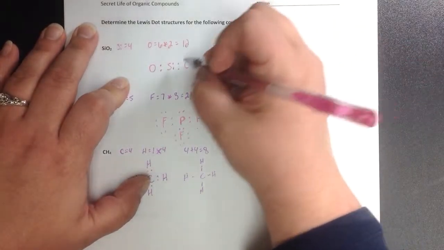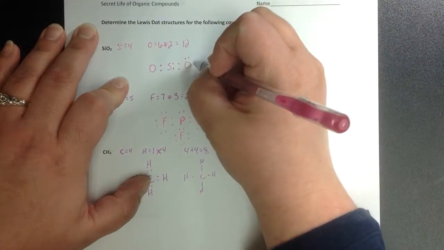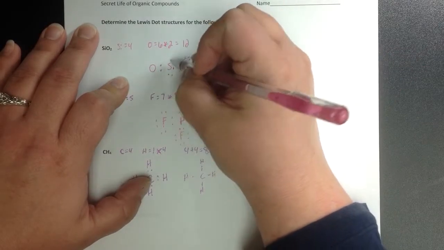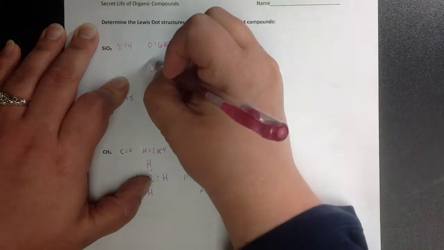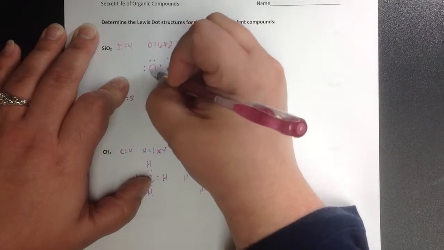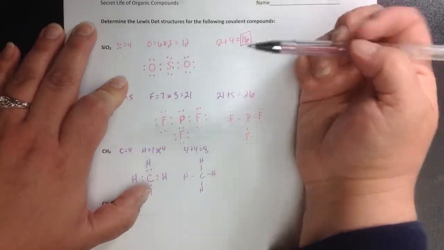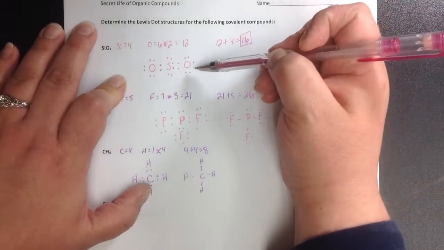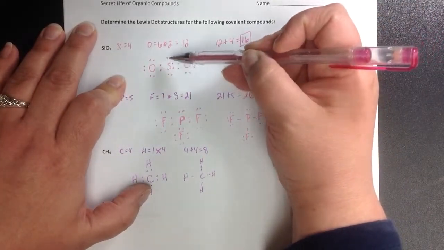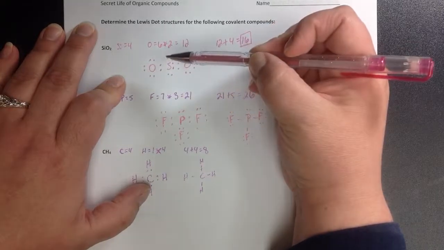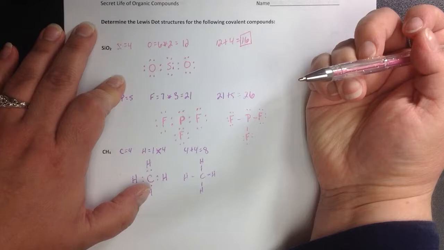Now let's start putting in more electrons and making everybody happy. You make them happy by giving them the appropriate octet. So now let's count and make sure we have 16 valence electrons. 2, 4, 6, 8, 10, 12, 14, 16, 18, 20. Oh my goodness, we used more than we needed to.